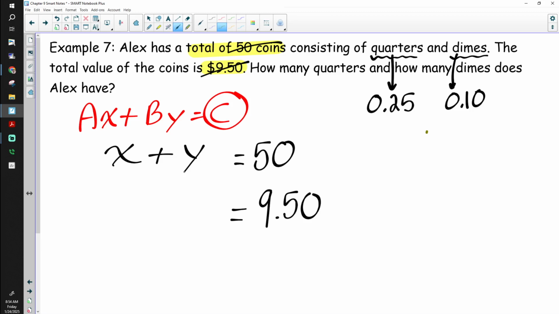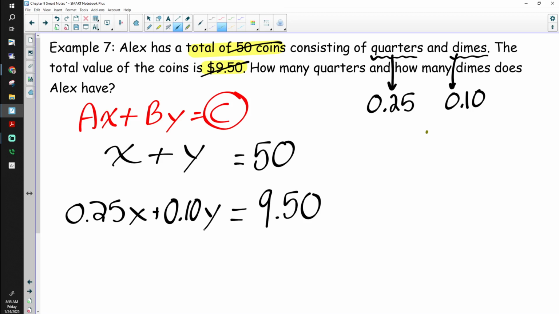Now, our second equation does add up to an amount of money, so this is the one where we have to do 0.25 times x plus 0.10 times y equals $9.50. Could I have flip-flopped the 25 cents and 10 cents? Yes, I could. But because I wrote it this way, I basically decided what x represents and what y represents.